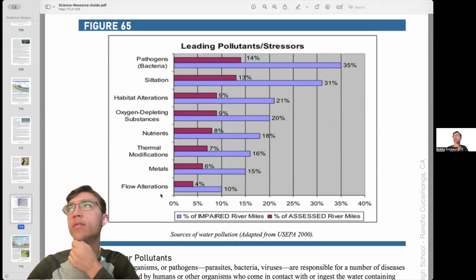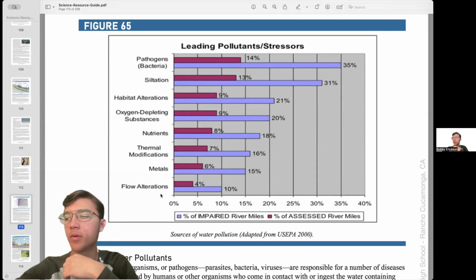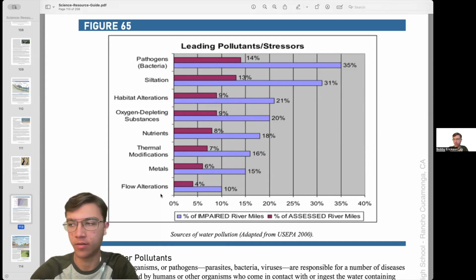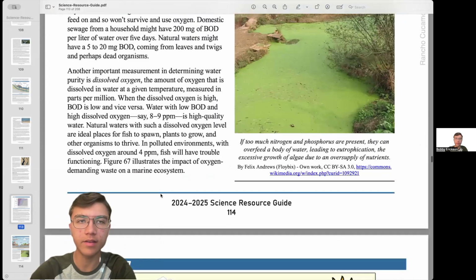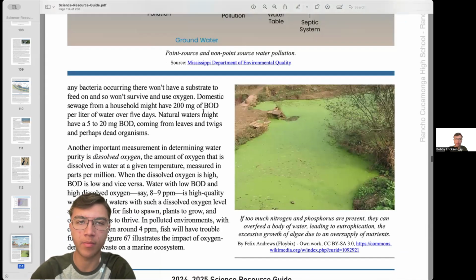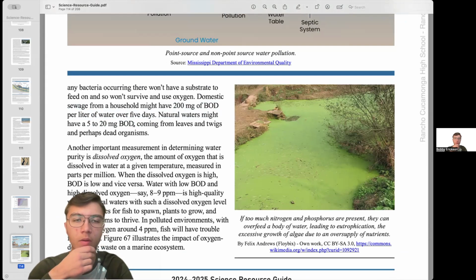And then also let's quiz on in normal water, what is the parts per million of dissolved oxygen? It's 8 to 9 ppm. And in polluted water, 4 ppm. And let's continue forward. So remember, 200 milligrams of BOD per liter of water over 5 days for domestic sewage. And then natural water is 5 to 20 BOD. Okay.